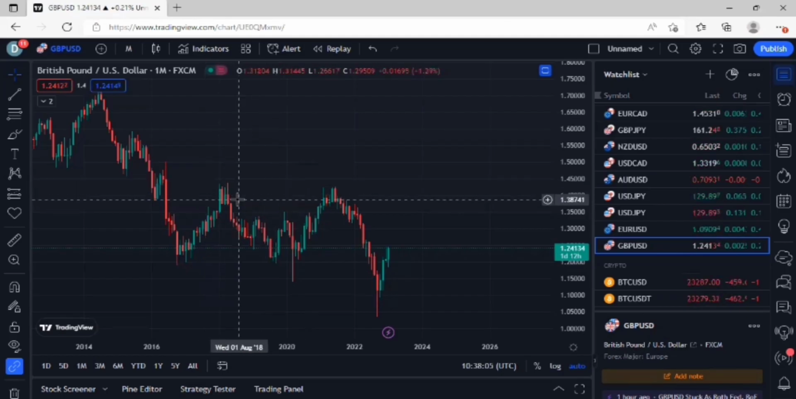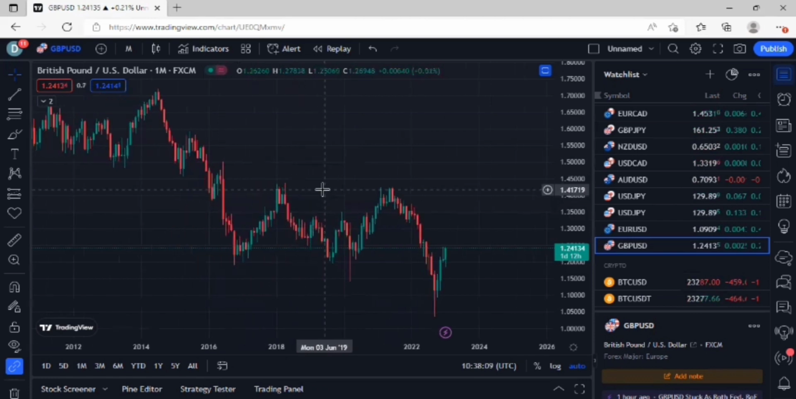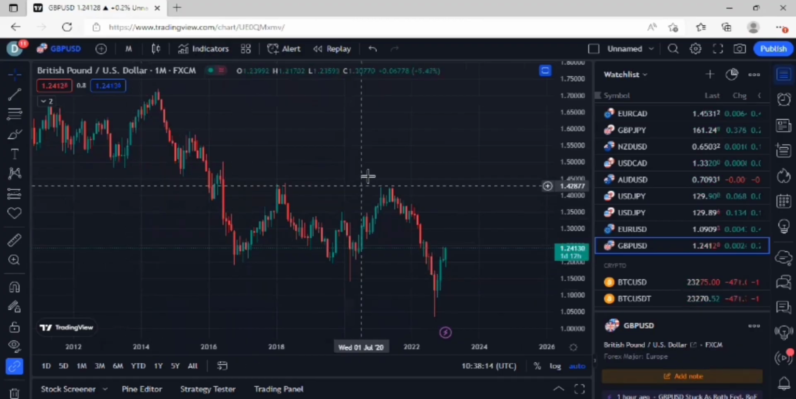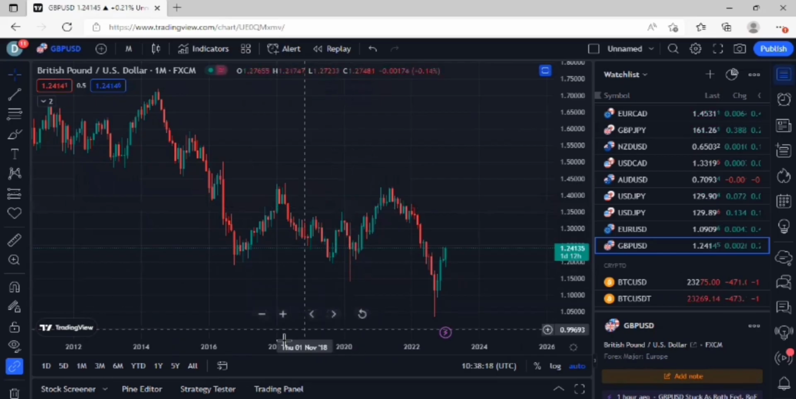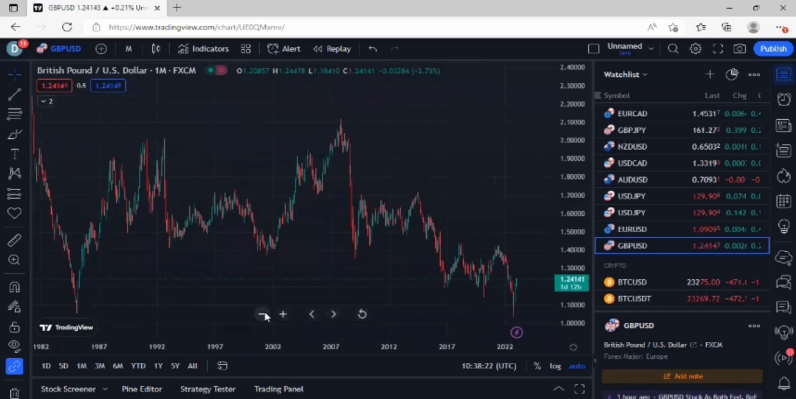So now let's continue. How do you draw your trend line to reaffirm the direction of the market, whether the market is going up or going down, for you to be able to know whether you are to sell or to buy?